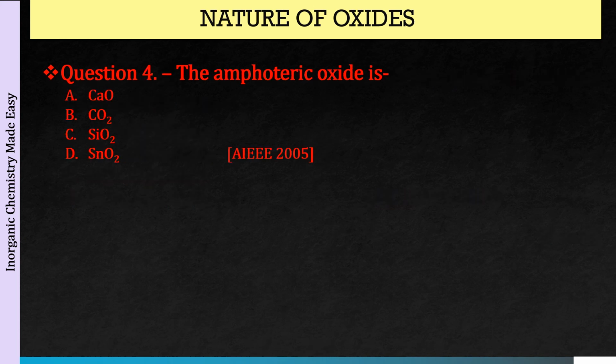Now the next question that we have is amphoteric oxide. The choices we have are calcium oxide, carbon dioxide, SiO2 and SnO2. You again simply have to remember the list of the amphoteric oxides. And what is going to be the answer? It is going to be D choice. All oxides of tin are going to be amphoteric in nature, either SnO or SnO2.